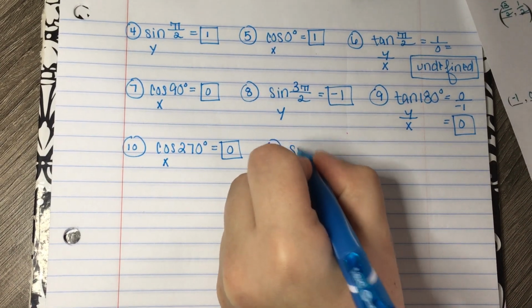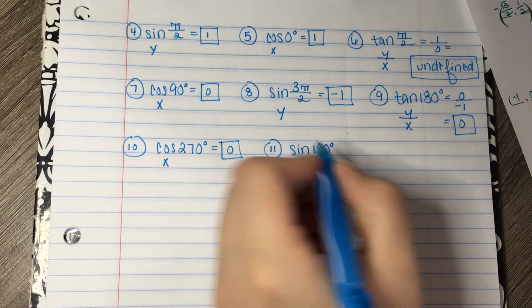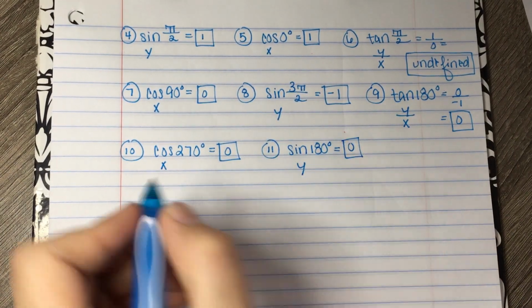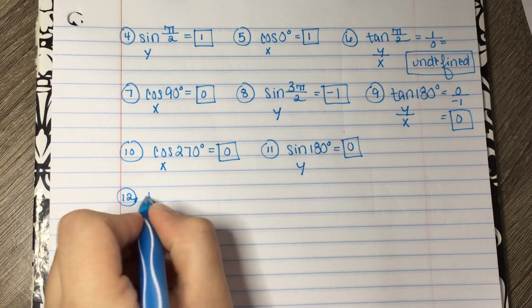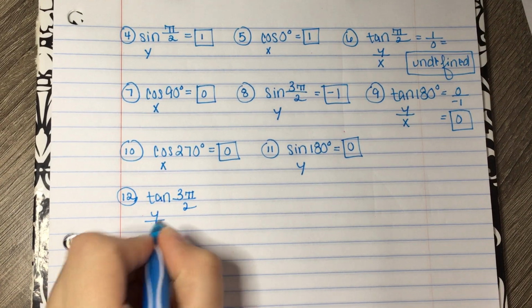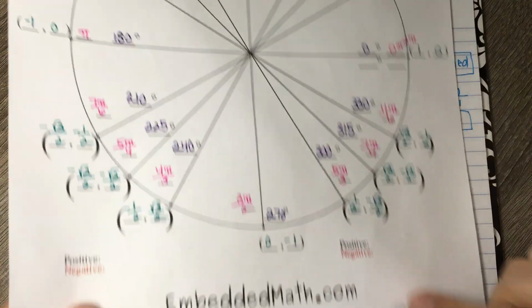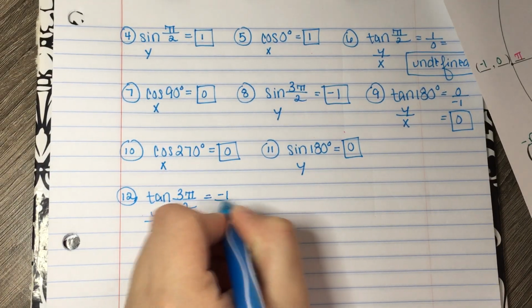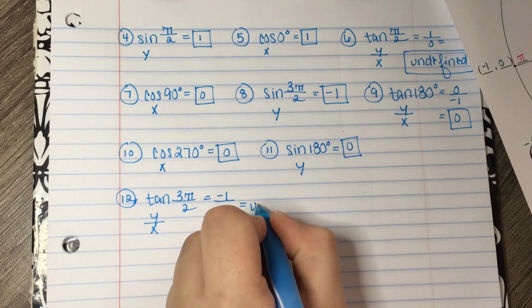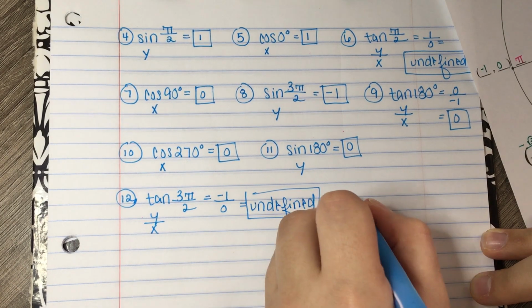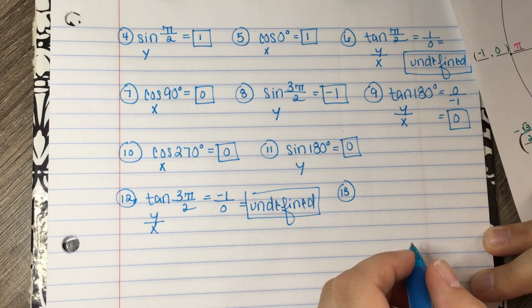Number 11, we're going to do sine of 180 degrees. Sine is my y-coordinate, and my y-coordinate at 180 degrees is 0. Number 12, we'll do tangent of 3 pi over 2. All right, tangent is y over x, and at 3 pi over 2, my y-coordinate is -1, and my x-coordinate is 0. So we do -1 over 0, and there's that division by 0 again, and that's another undefined. So tangent's undefined at 90, which is pi over 2, and 270 degrees, which is 3 pi over 2.